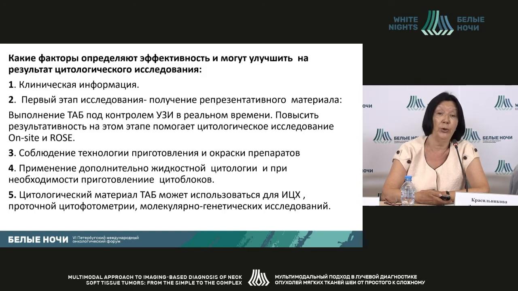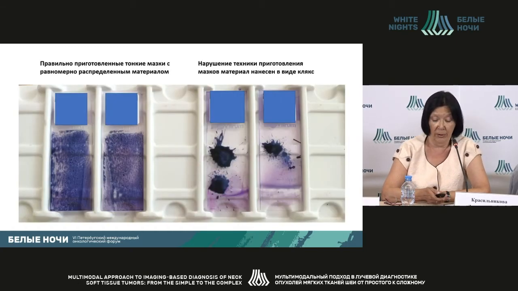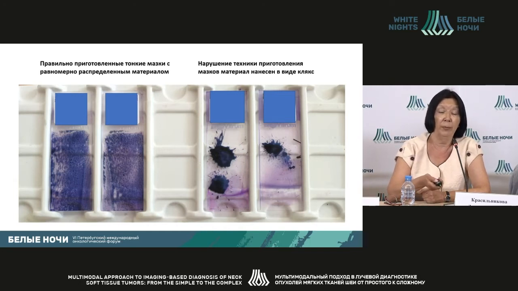The cytologist is quickly checking the aspiration material that was just received, and if the material is non-informative, there's a chance to repeat the test. Hence, the result shall get improved. You can improve the quality of information by 68%. Of importance is following the technology, correct preparation and dyeing of the samples.